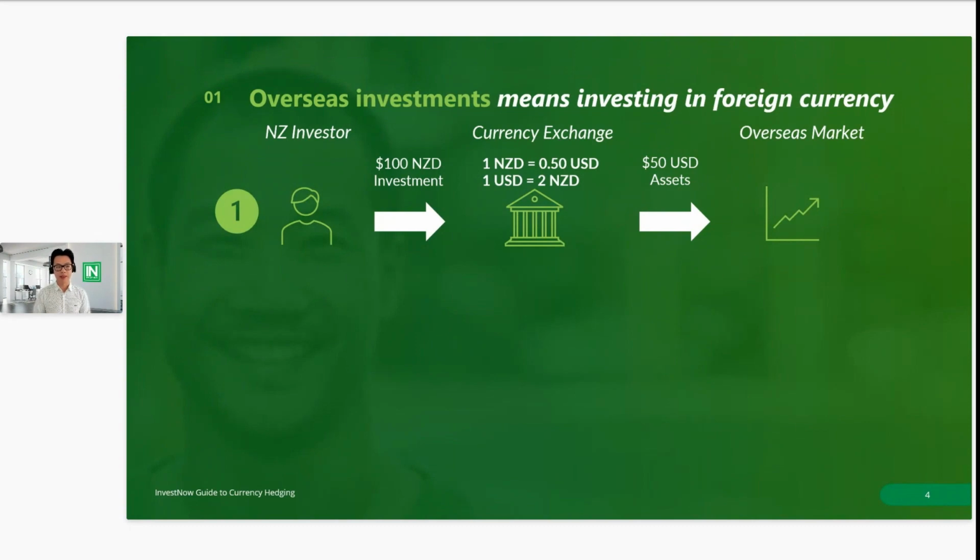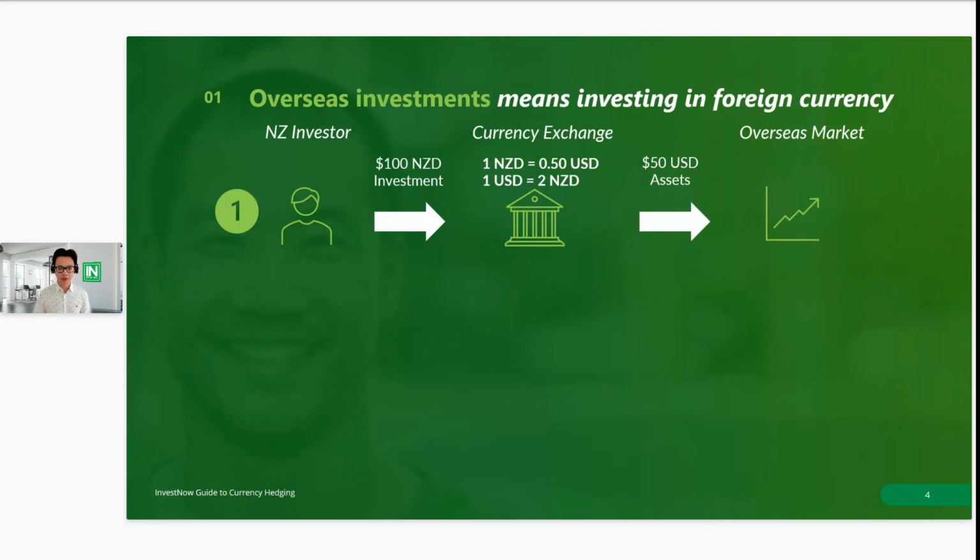Let's say you did that at the exchange rate of 1 New Zealand dollar equal to 50 US cents, or conversely, 1 US dollar is equal to 2 New Zealand dollars. That means your $100 New Zealand gets converted into $50 USD, and that's how much gets invested into the US market. Let's say, for example, it's the S&P 500.